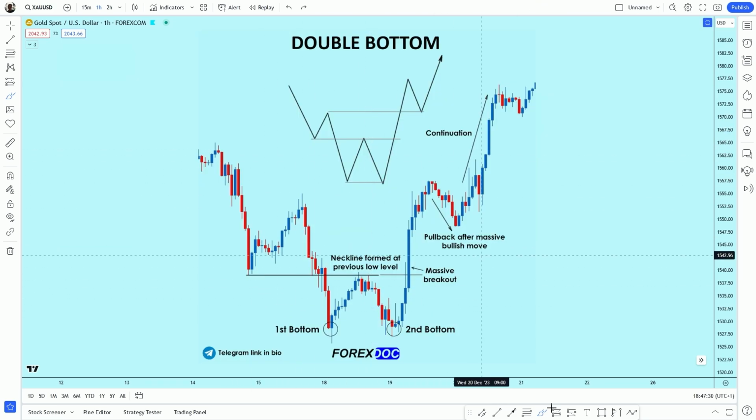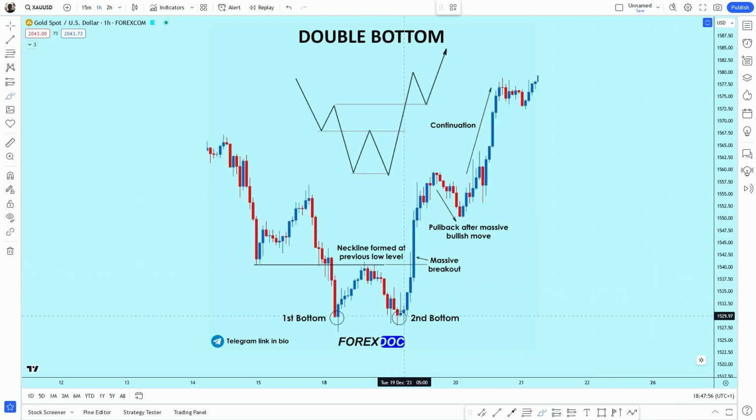Of course, everything that I previously mentioned works for a double bottom too, except this time you want to look for opportunities to buy. So you can look to buy here, which is very risky because we have a downtrend and lower highs and lower lows. That's why this is aggressive entry.